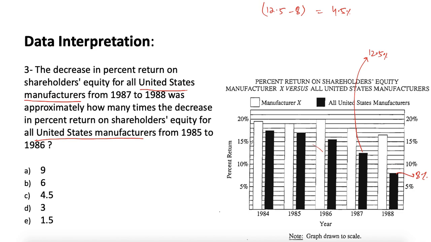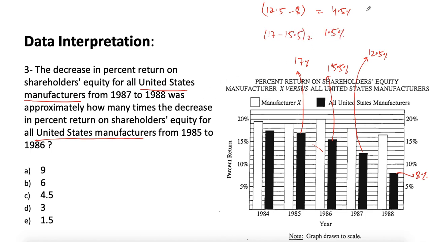Now let's see, this is 15, 16, 17, and this is around 15.5%. So what is the difference between these two? The difference will be 17 minus 15.5, which is equal to 1.5%.